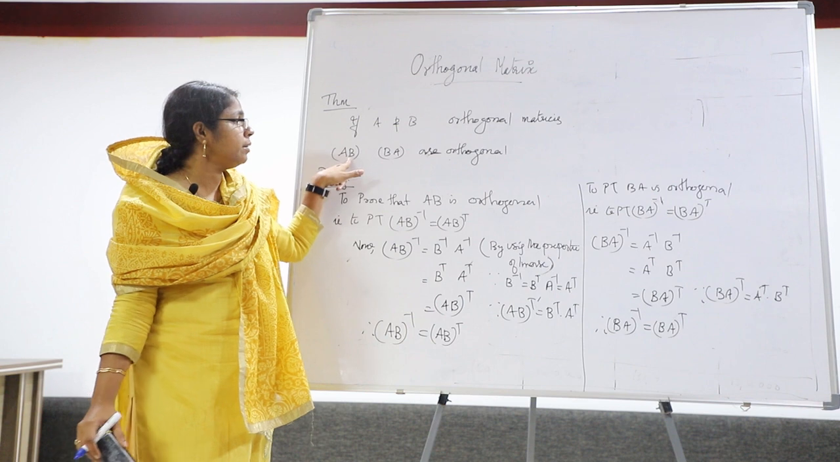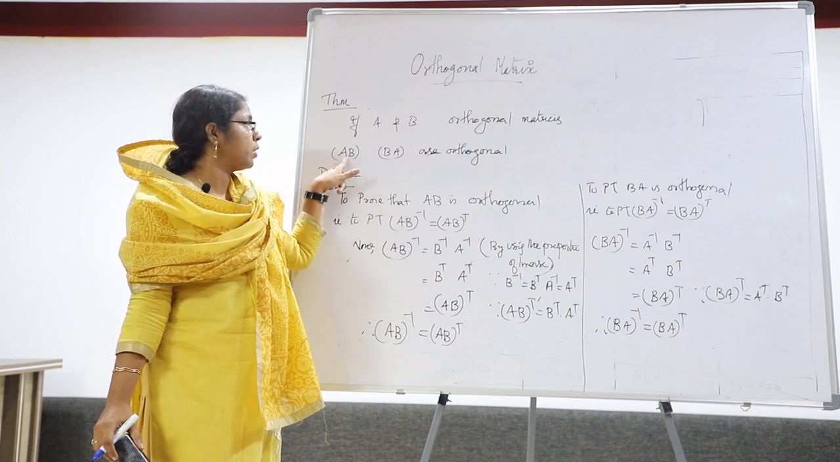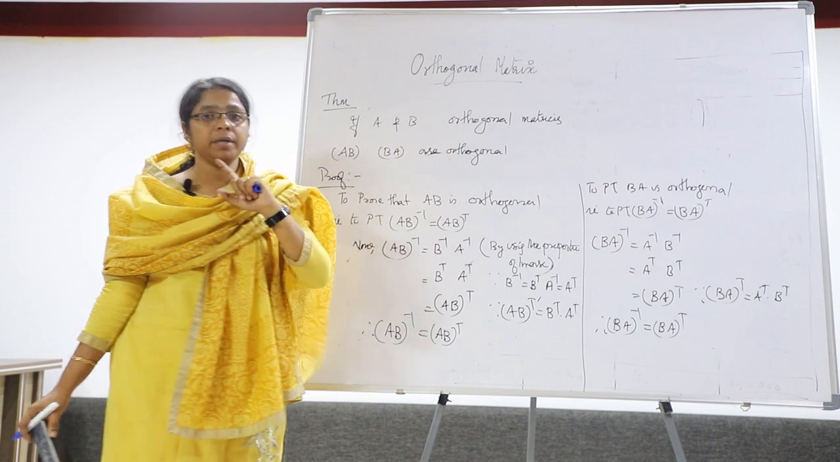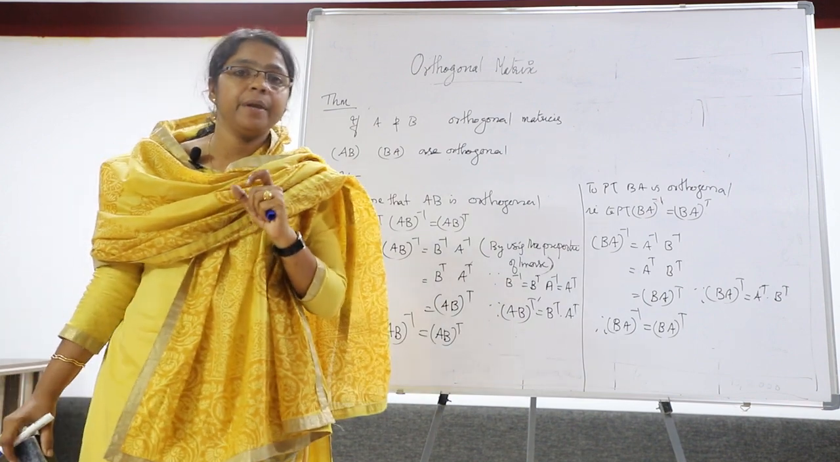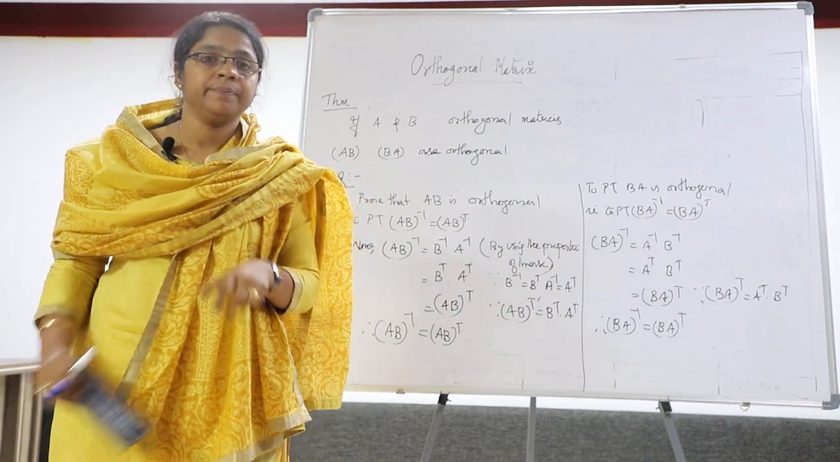Therefore, we proved the two statements, that is, if A and B are orthogonal matrices, then the products AB and BA are also orthogonal. Thank you.